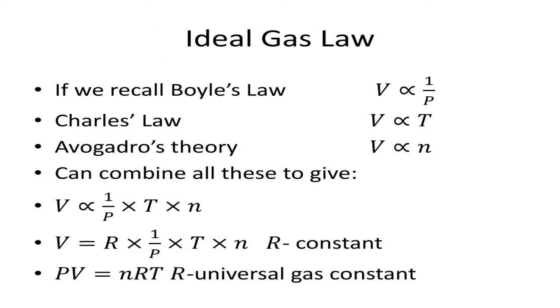Ideal gas law. If we recall Boyle's law, V is proportional to 1 over P. In Charles' law, V is proportional to T. And in Avogadro's theory, V is proportional to n. Can we combine all this to give V is proportional to 1 over P times T times n? Or V equals R times 1 over P times T times n, where R is a constant. Then PV equals nRT, where R is the universal gas constant.